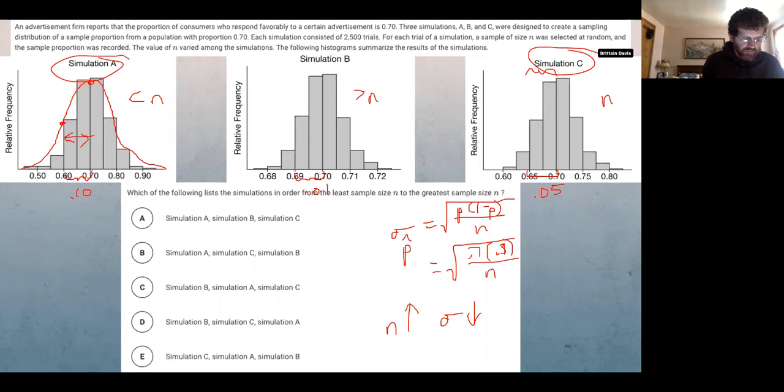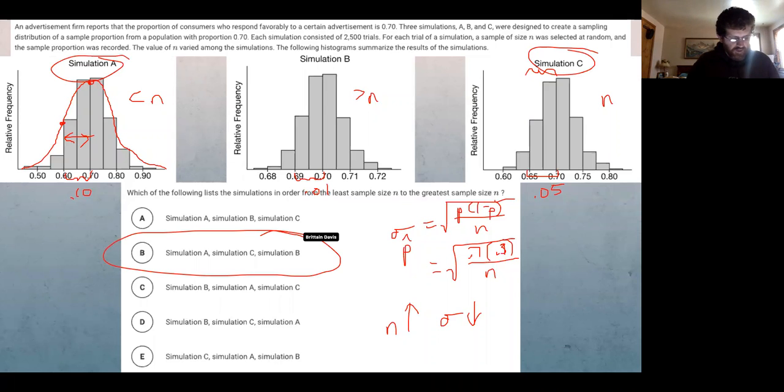C is the middle, B is the biggest, so it's going to go A, C, B. Looks like that is right here. All right, a few concepts coming into play here, but really it comes down to this idea that as your sample size goes up, your standard deviation goes down.